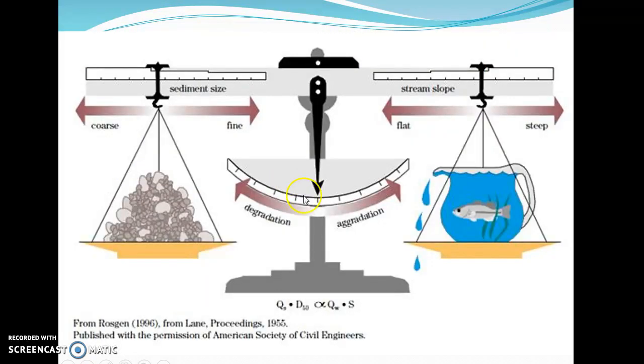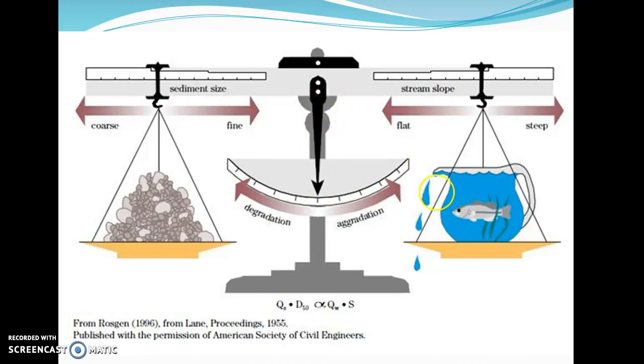Okay, so this is called Lane's balance, and it is a great visual for picturing whether or not a stream is going to deposit sediment or pick up more sediment. And the fancy words for that are degradation, and you could think of it as erosion over here. And so if this scale swings in this direction, it's going to pick up more sediment or erode the land around it. If it swings in this direction, we're going to aggrade or deposit sediment onto the land next to the stream or in the bottom of the stream bed itself.